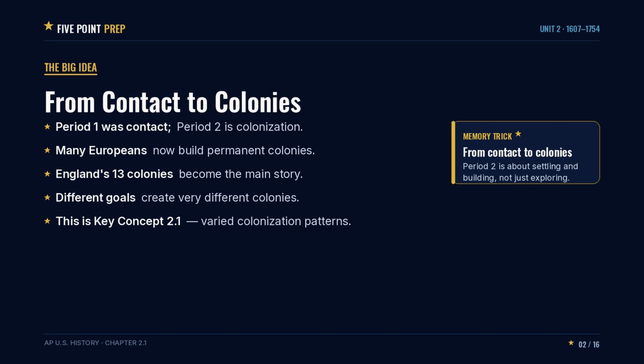Here's the big idea of Unit 2. If Period 1 was about contact, exploration, the Columbian Exchange, and Spanish conquest, Period 2 is about colonization, building permanent settlements that last. Now many European powers get into the game, and England's 13 colonies become the main story of the course. The key thing to watch is that different colonizers had different goals, and those goals produced wildly different colonies. That's the core of Key Concept 2.1, a variety of colonization and migration patterns.